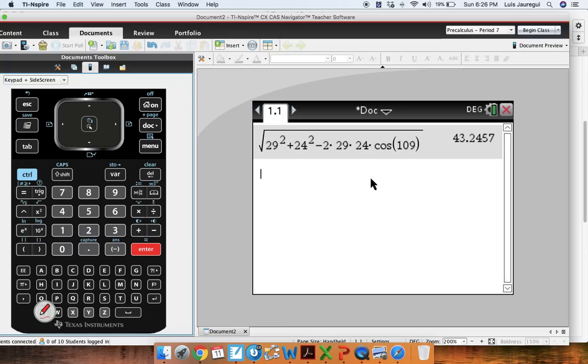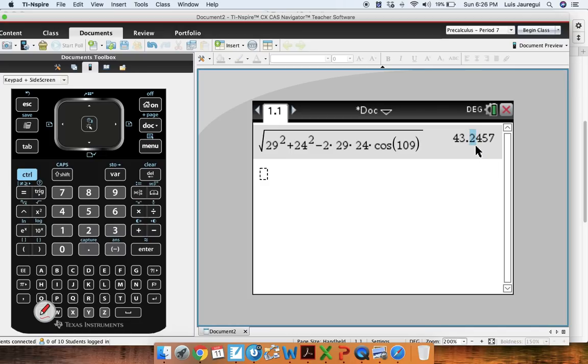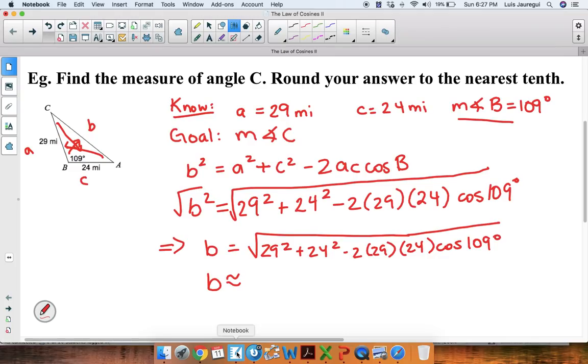And I get an approximation for b. I look at my digit in the tenths position and the one after, which happens to be a 4, which is one of the lowest five digits. So I'm going to round this number to 43.2. Going back to our document, we can say that b is about 43.2 miles. So let me write that in the diagram.